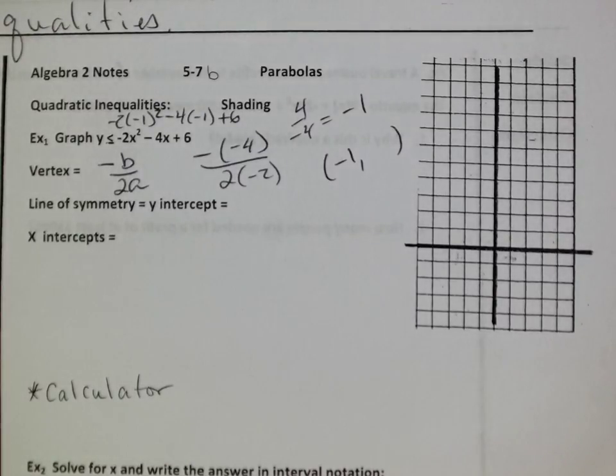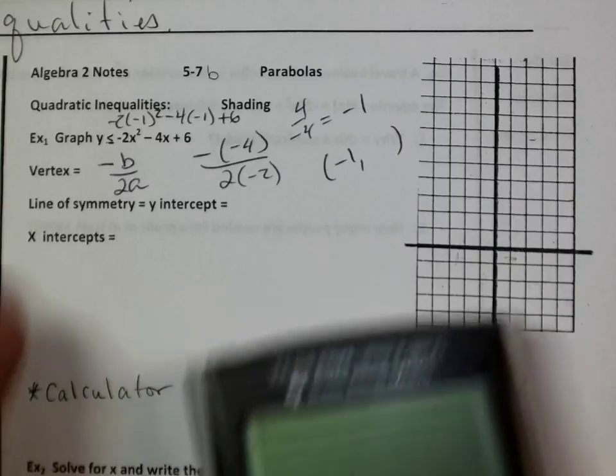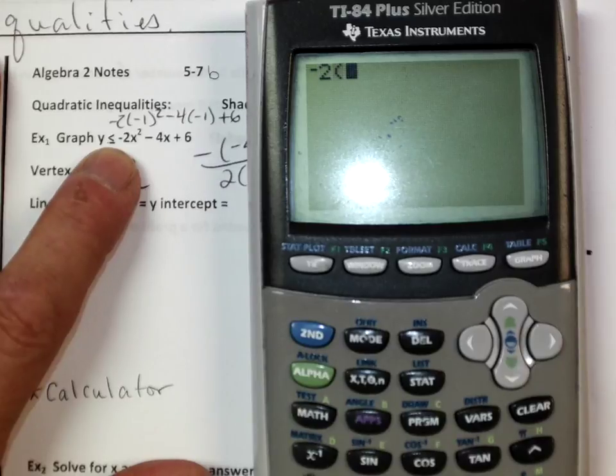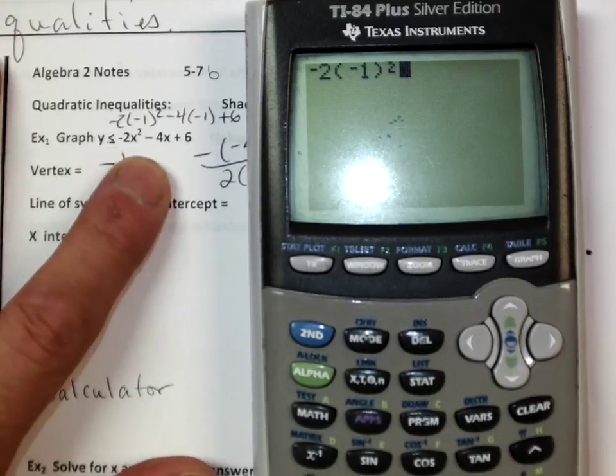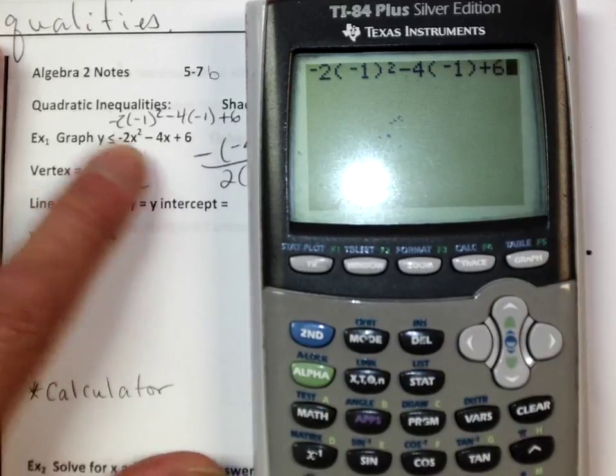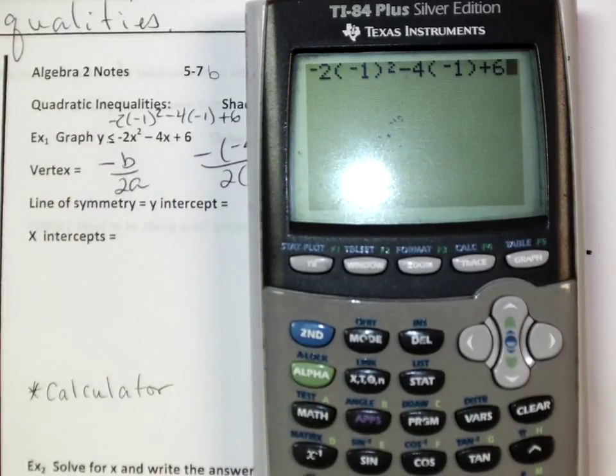And, you know, I do believe in the calculus. I really do. Because, you know, I could do this by hand, or why not just let the calculator do it for you? Let technology be my friend, okay? So I would go negative 2, parentheses, negative 1 squared, right? Minus 4 times my negative 1 plus 6, okay? Just let the calculator put it in exactly like that.